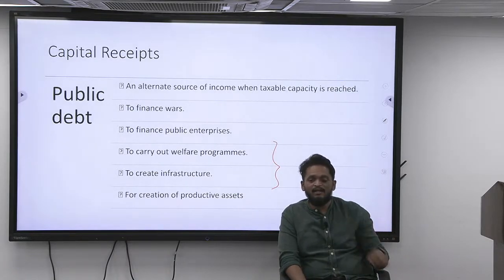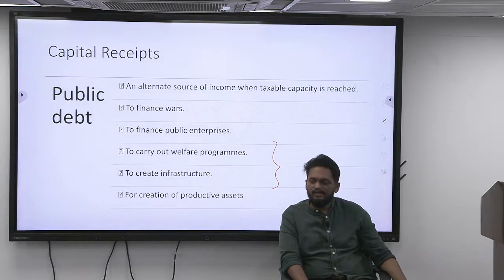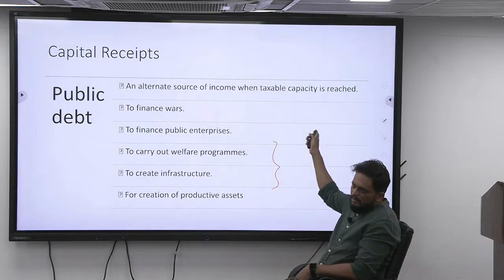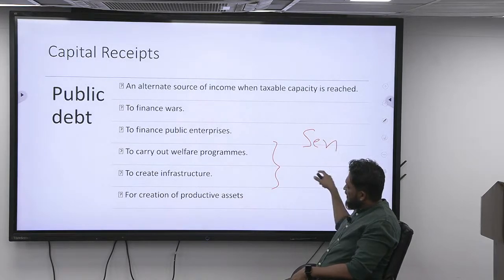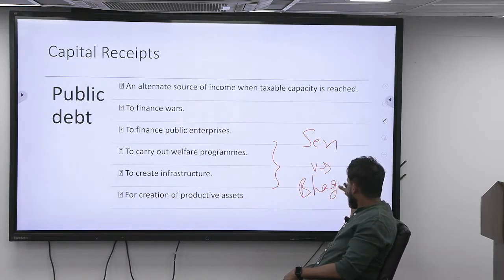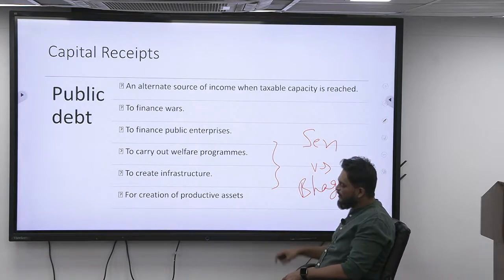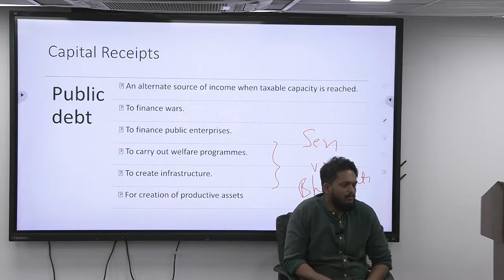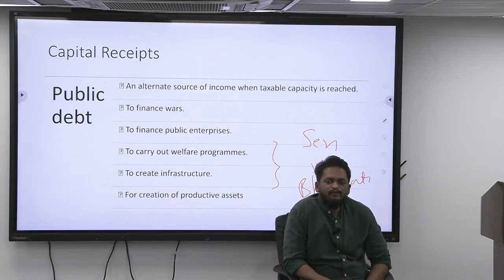We created MGNREGA, right to work, right to food and housing, and similarly midday meals and free education, right to education, and all these types of things. This is Sen. But Bhagwati says, if we are spending all the money on welfare itself, we will not have any money left for infrastructure development and further creation of more money. Where will we get more money for growth in the future? If we don't have growth at all, how can we achieve development?